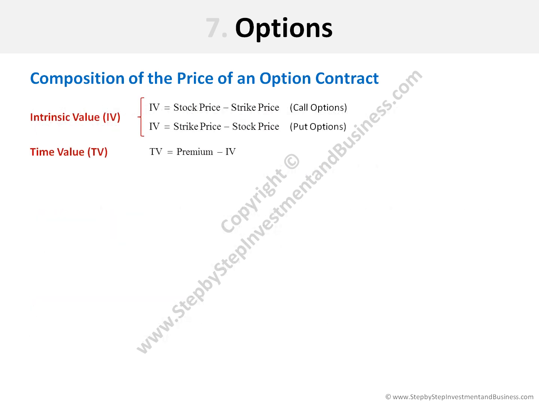Let's see in some examples how the price of an option contract is composed. To do so, remember that the intrinsic value for a call is the difference between the stock price and the strike price. In contrast, for a put, the intrinsic value is equal to the strike price minus the stock price. And the time value is equal to the premium of the option minus the intrinsic value. Precisely, the time value is the portion of the premium that exceeds the intrinsic value.